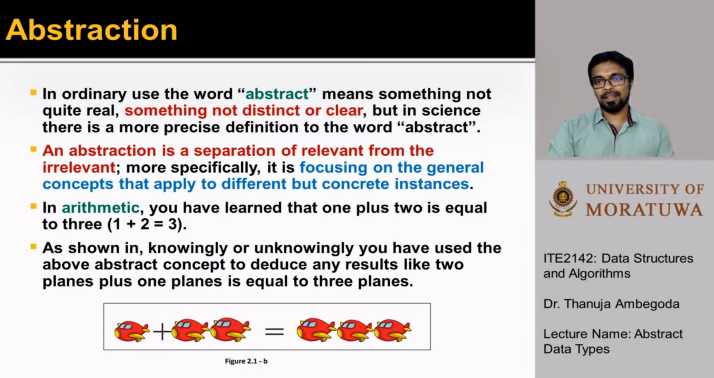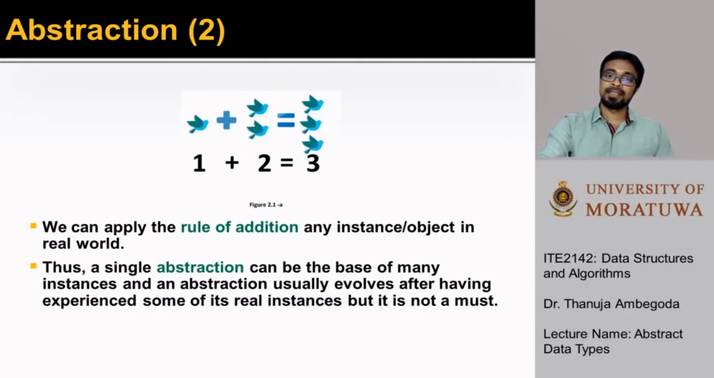And the airplanes are real objects. The abstraction or the abstract concept behind that operation is that 1 plus 2 equals 3. That's the abstraction that we use in arithmetic. Once you know this abstract rule, you could apply it to any instance or object. It could be fish or birds, like here, 1 bird plus 2 birds equals 3 birds.